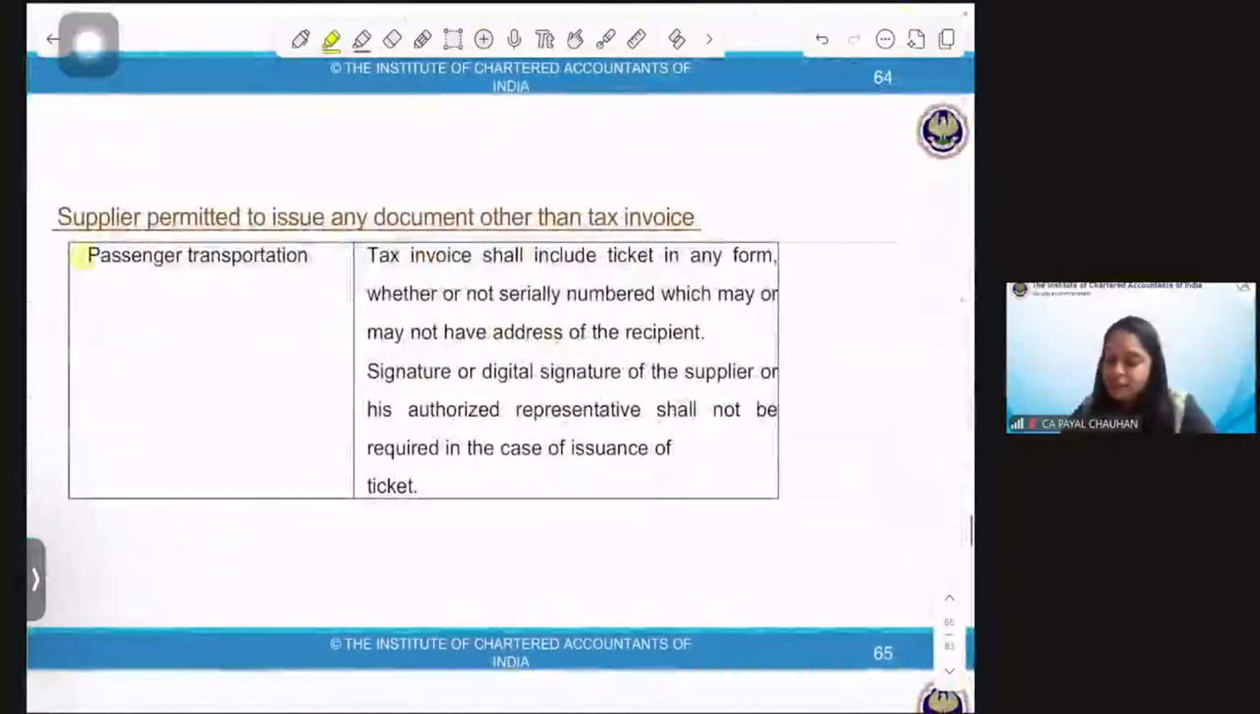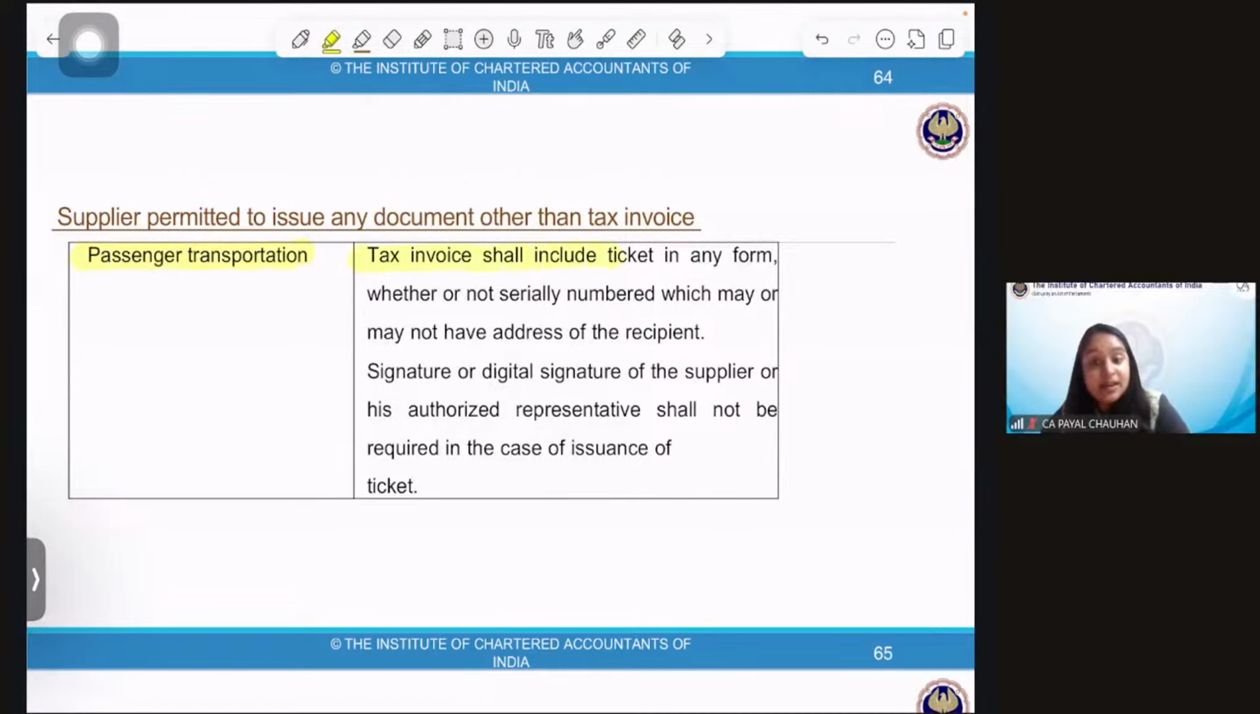Now, passenger transportation. Everyone would have traveled through air or rail. Everyone. In fact, I'm majorly talking about rail. Everyone has traveled? You have a rail ticket? Right? We don't have a name on it. Yes, we don't have a name and it is not an invoice, right? It's a ticket. We are talking about that.